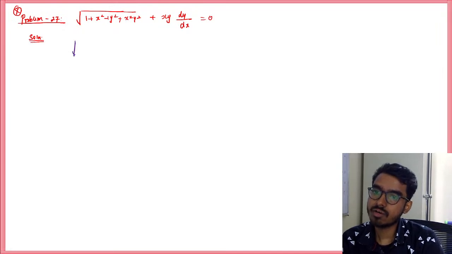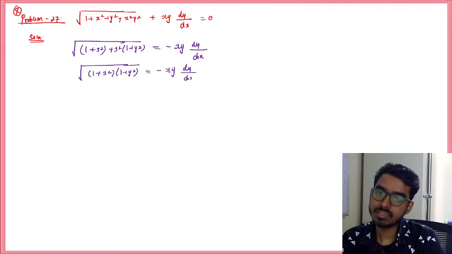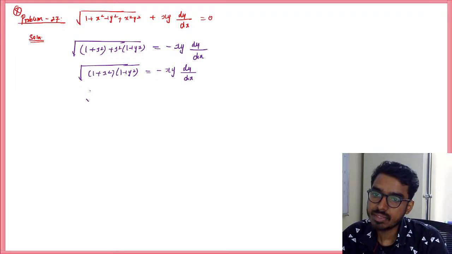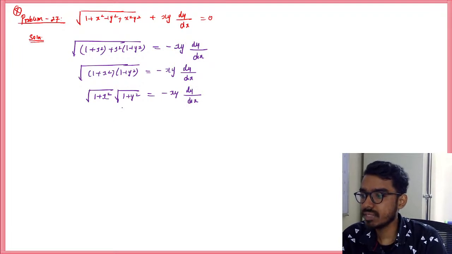So we have root of 1 plus x square plus y square plus x square y square, let's take this x square outside here, equal to minus xy dy by dx. This is root of 1 plus x square into 1 plus y square equal to minus xy dy by dx. And this is root of 1 plus x square into root of 1 plus y square is equal to minus xy dy by dx. Now separate the variables, right?